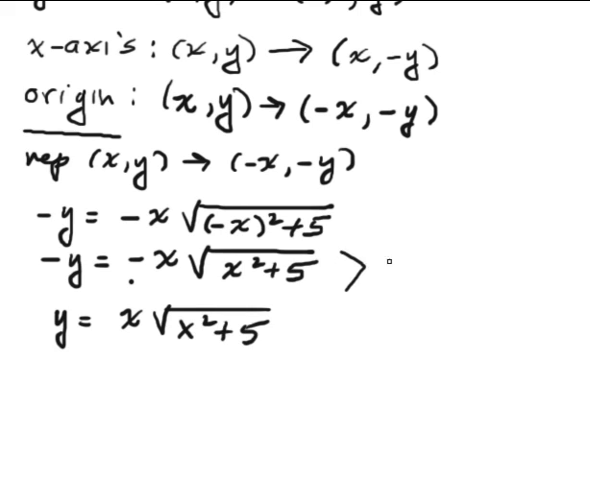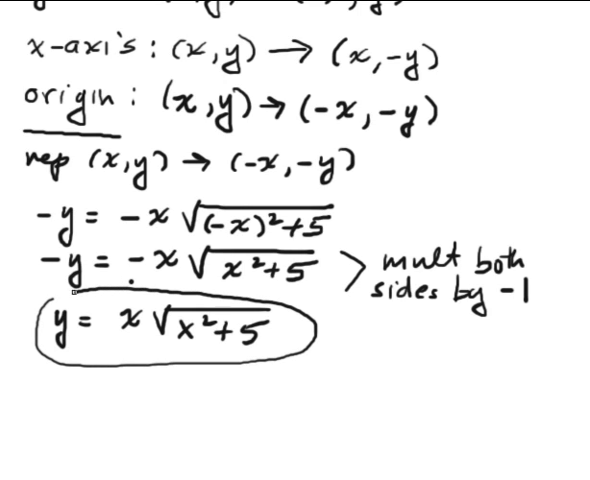Okay, so what we did was multiply both sides by minus 1. All right, and then we see that the equation does not change. So we have symmetry with respect to origin.